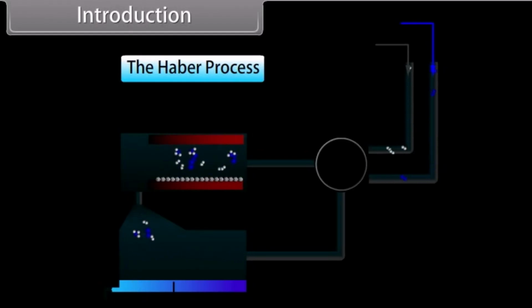Nitrogen is an important element in the P block of the periodic table. So students, today we'll study about the P block elements.